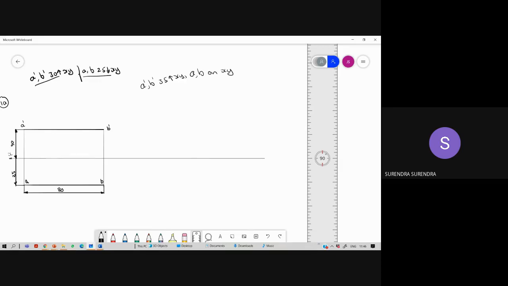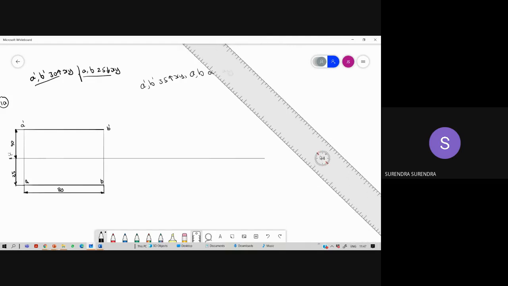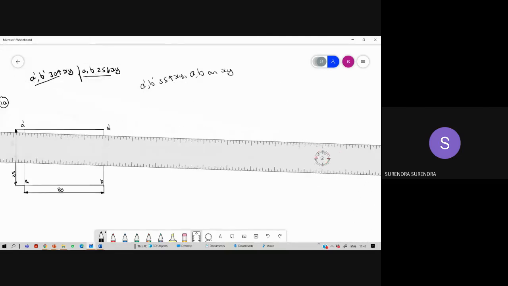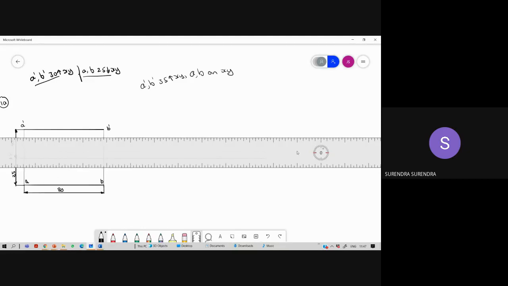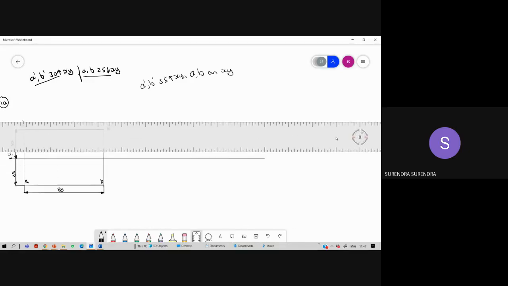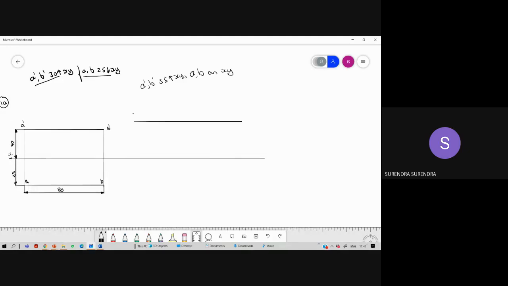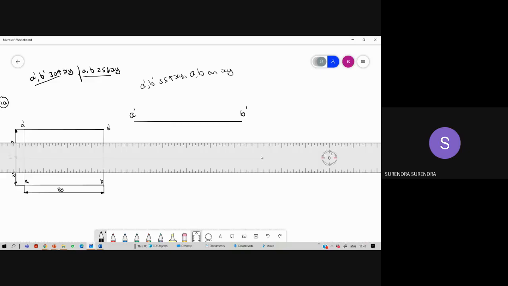are on the XY line. Top view points must be on the XY line. So first draw A dash B dash, 80 mm long, at a height of 35 mm from the XY line, that is, 35 mm above the XY line. Draw an 80 mm long line and indicate the endpoints as A dash, B dash. Coming to A and B, A and B are on the XY line.